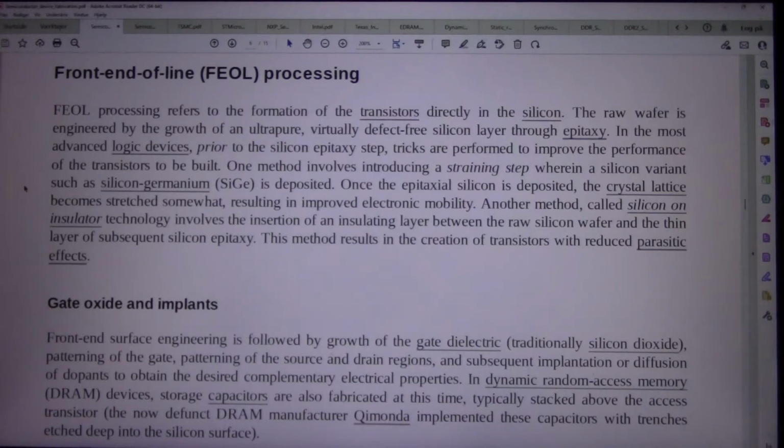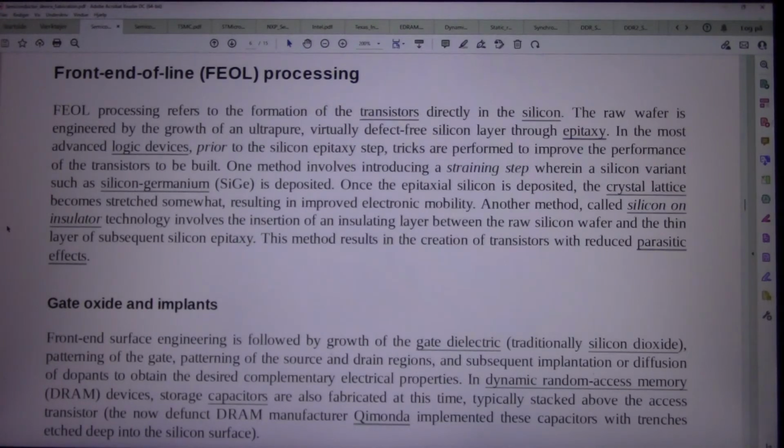One method involves introducing a straining step wherein a silicon variant such as silicon germanium, SiGe, is deposited. Once the epitaxial silicon is deposited, the crystal lattice becomes stretched somewhat, resulting in improved electronic mobility. Another method, called silicon-on-insulator technology, involves the insertion of an insulating layer between the raw silicon wafer and the thin layer of subsequent silicon epitaxy. This method results in the creation of transistors with reduced parasitic effects.